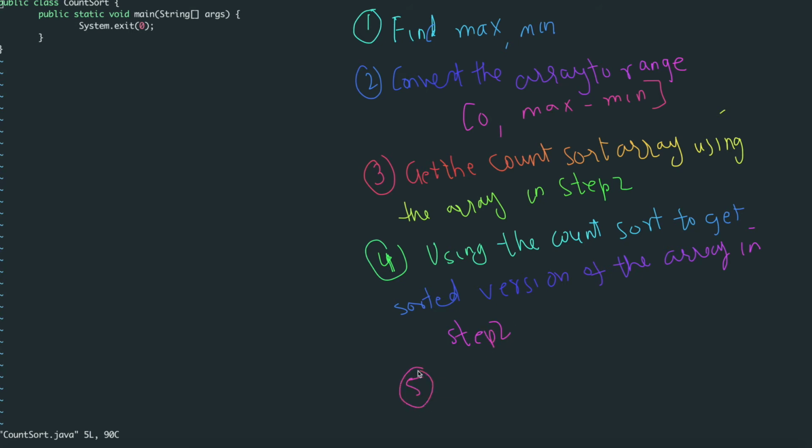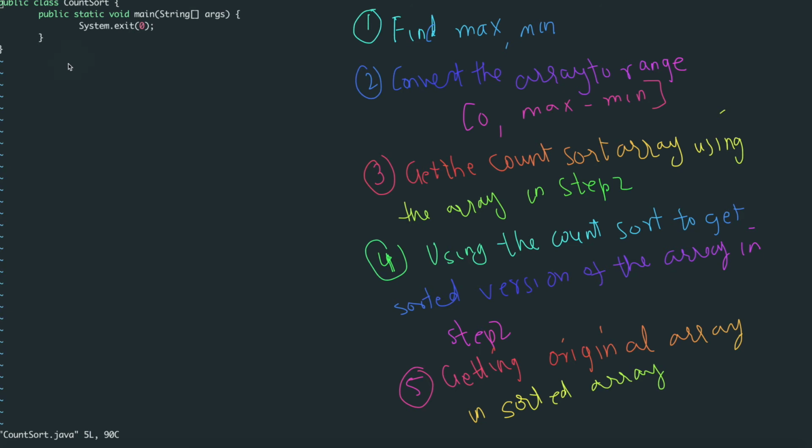And fifth is basically getting the original array in sorted order. This we actually get by adding the minimum element to each value in the sorted array we are talking about in step 4, right? So that gives us the sorted original array, or original array in sorted order.